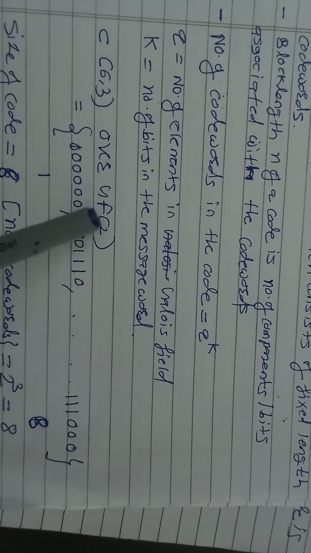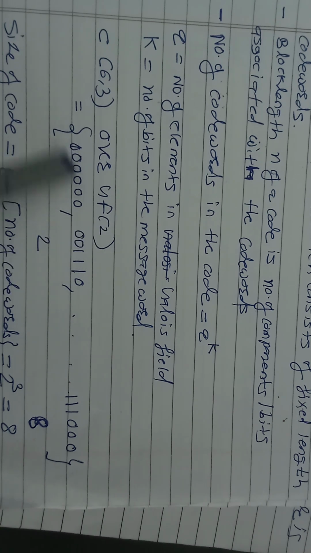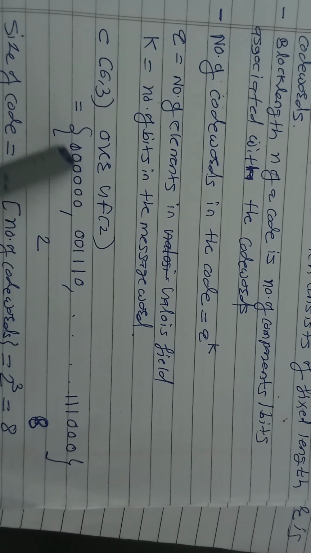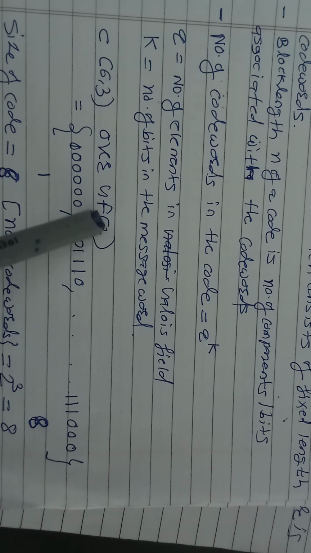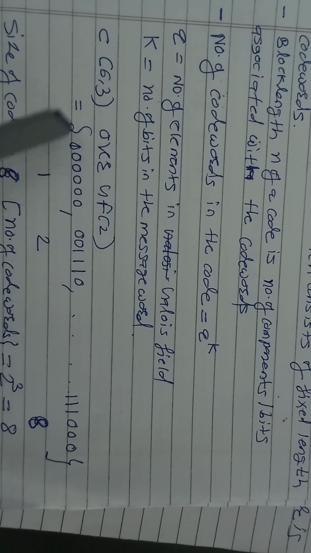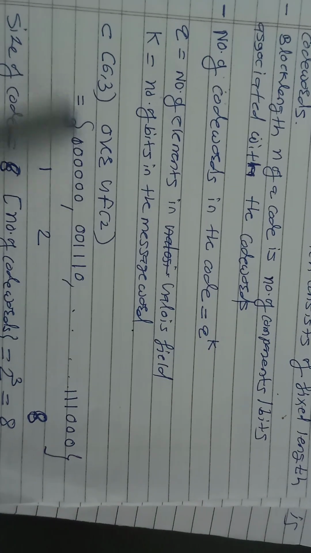And this is over Galois field 2. So what does this mean? This means that the elements in each code word are either 0 or 1. If it is Galois field 3, then the elements in that code word will be either 0, 1 or 2. If it is Galois field 4, it could be 0, 1, 2, 3. Likewise.